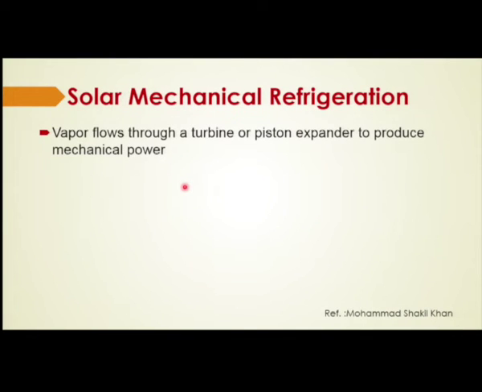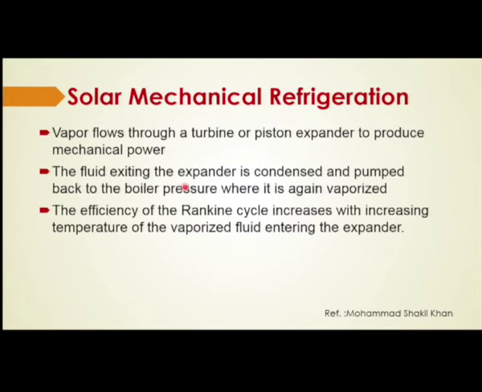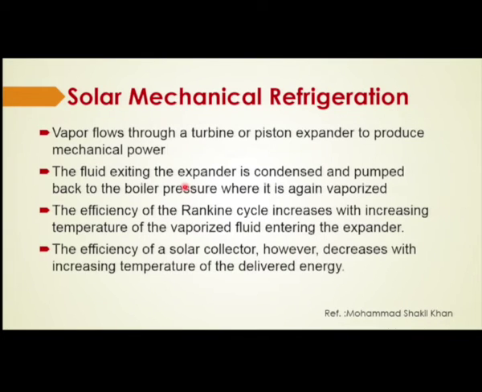The vapor flows through the turbine or piston expander to produce mechanical power. The fluid exiting the expander is condensed and pumped back to the boiler pressure, where it is again vaporized. The efficiency of this Rankine cycle increases with the increasing temperature of the vaporized fluid entering the expander. The efficiency of the solar collector, however, decreases with the increasing temperature of the delivered energy.